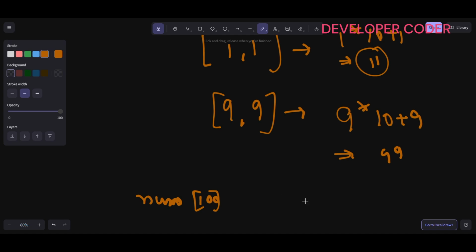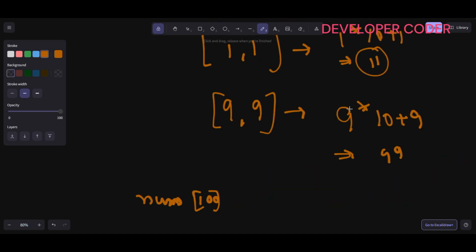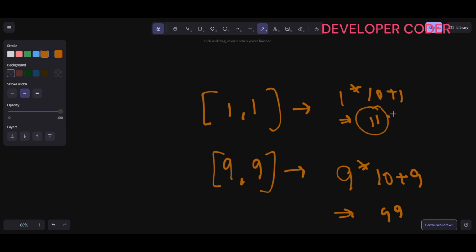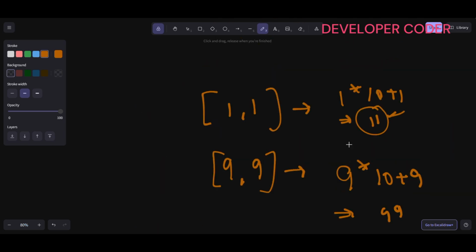That simply means I will check the frequency of all the numbers from 0 to 99: 0, 1, 2, 3, 4, 5, 6, 7, 8, until 99. We are always going to start from 11 only, right? Here we have 11. So from here we are going to start, but we will take all these numbers until 99. I will check the frequency.